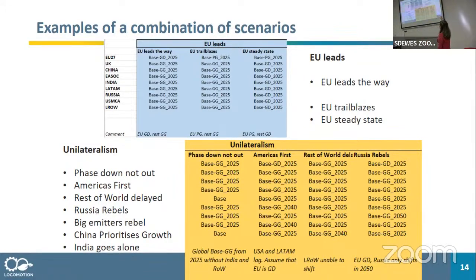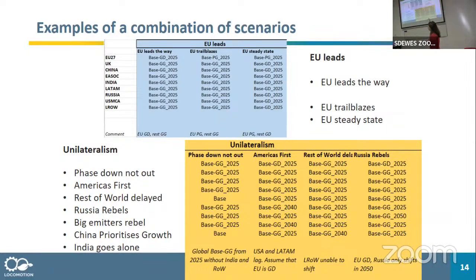We also might consider the America first combination, which means that we will assume that the USA and Latin American countries will go green growth, but they will lag. They will do that not in the year 2025, but in the year 2040. So this temporal dimension is also taken into account.